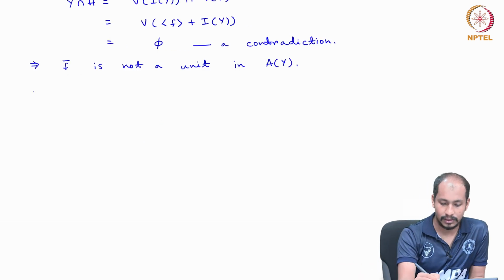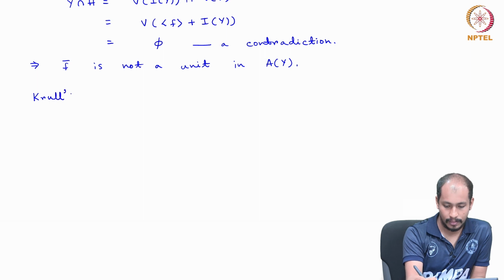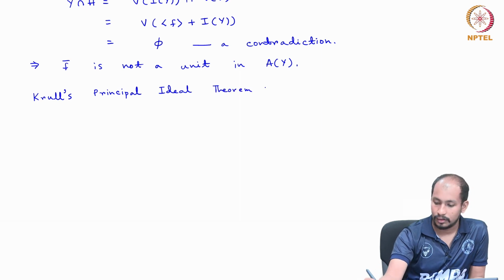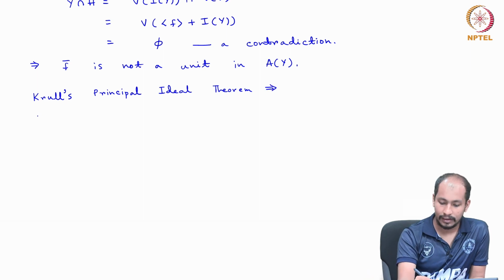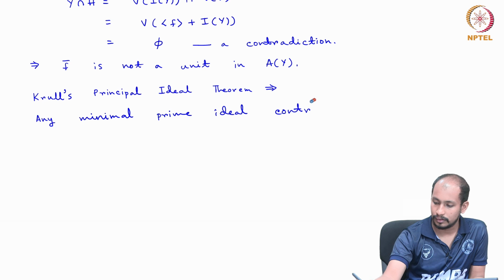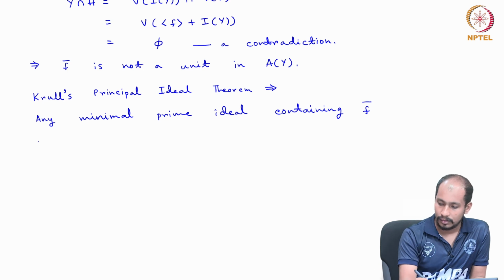So, Krull's principal ideal theorem says that any minimal prime ideal containing f bar has height 1. Okay.